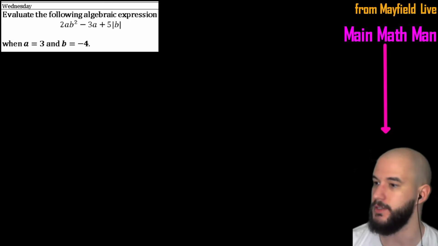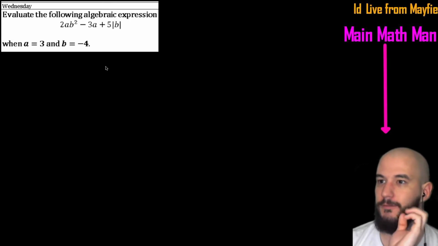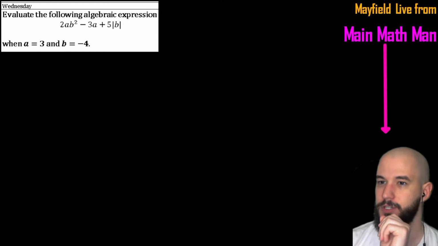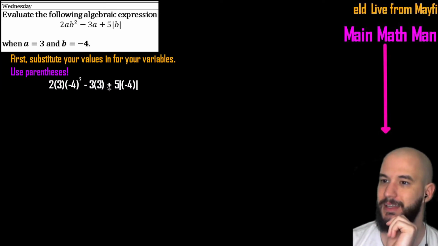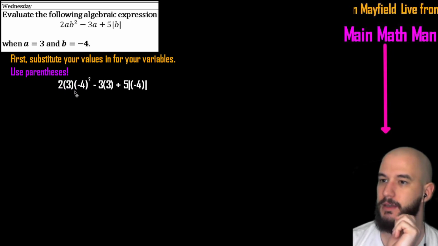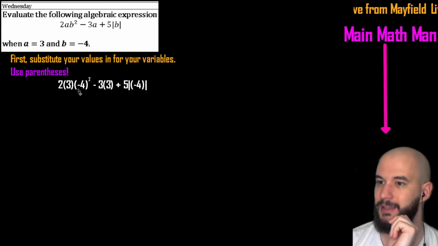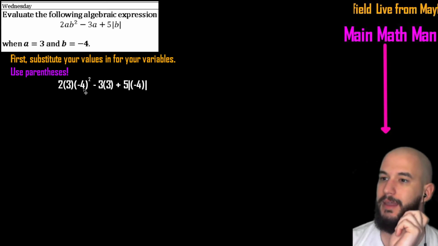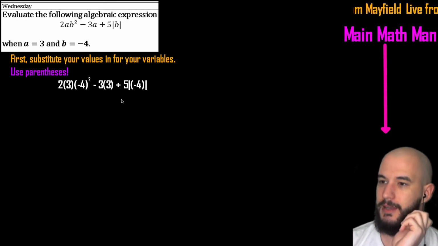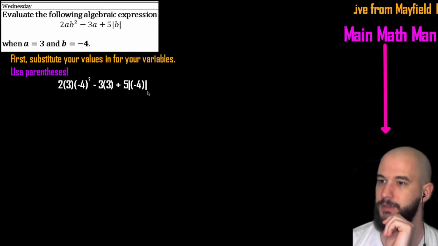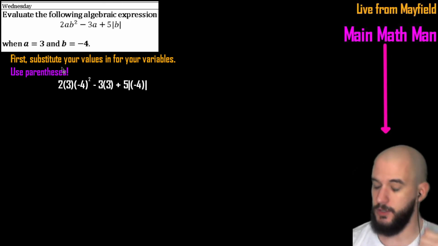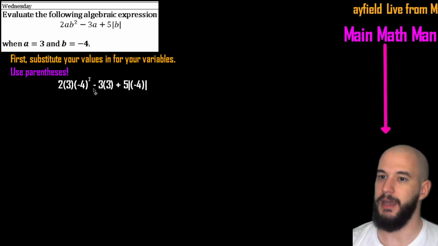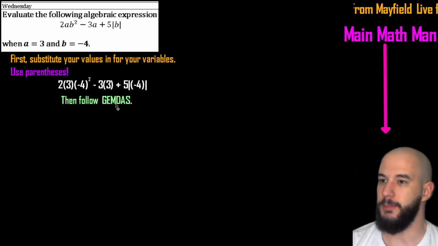In this video we're going to be evaluating the following algebraic expression. So you want to make sure that you can see what that means for our problem. We're going to first substitute in our values for our variables, and it's going to look something like this. It's going to have 3 times 2, and it has a negative 4 squared, and it has minus 3 times 3, and it has plus 5 times the absolute value. Make sure you're seeing those lines there. That means absolute value. Always make sure that you use parentheses for those, and then follow PEMDAS after that.